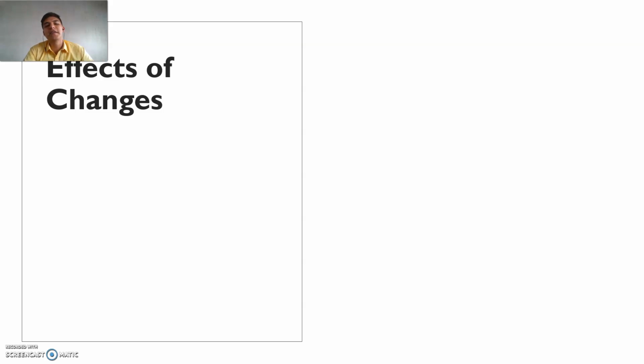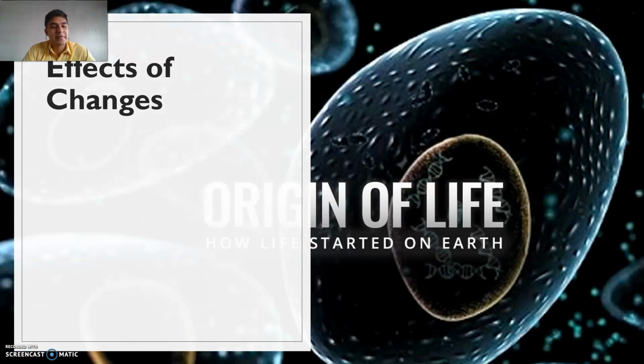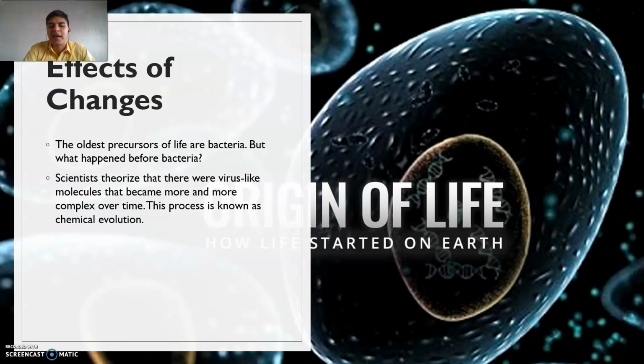Lastly, we're going to talk about the effects of changes. The oldest precursors of life are bacteria. But what happened before bacteria? Scientists theorize that there were virus-like molecules that became more and more complex over time. This process is known as chemical evolution. So these virus-like particles are the particles that I was telling you about, RNA.